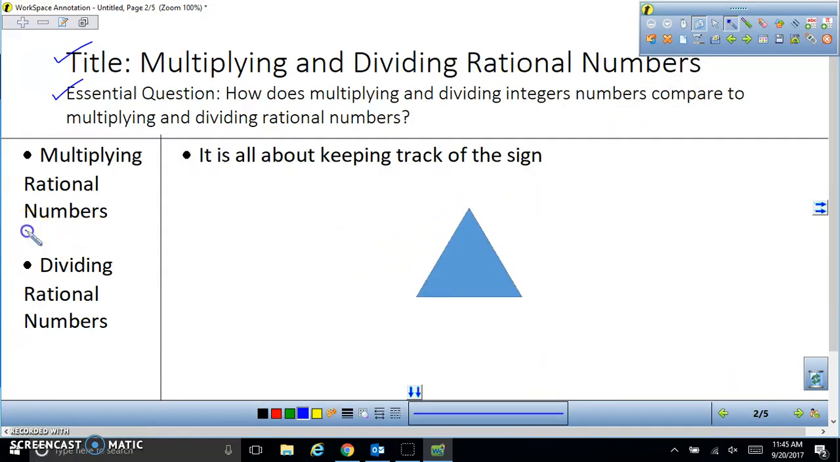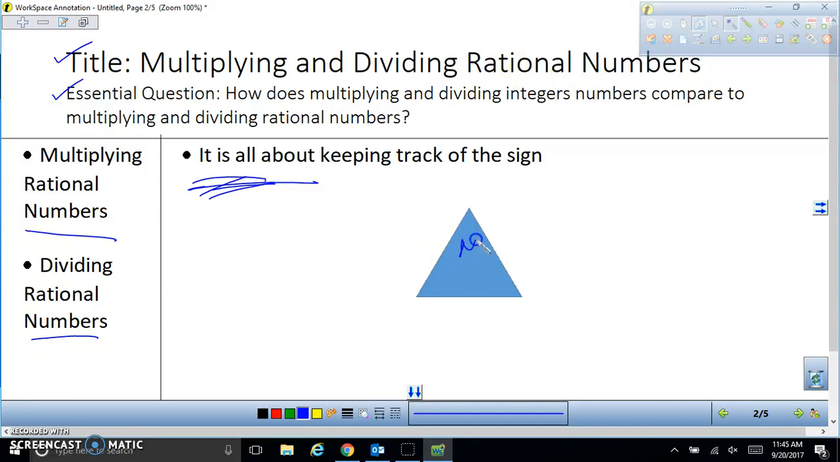Okay, so multiplying and dividing rational numbers, it's always all about keeping track of the sign. I know you guys can add, subtract, multiply, divide rational numbers pretty well when they're all positive. And now I need you to be able to keep track of the sign.